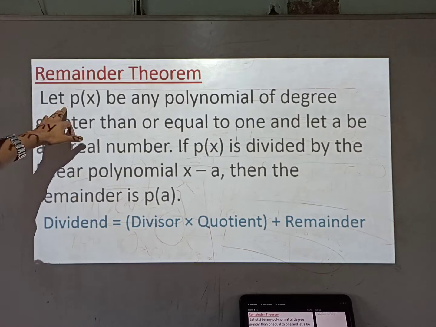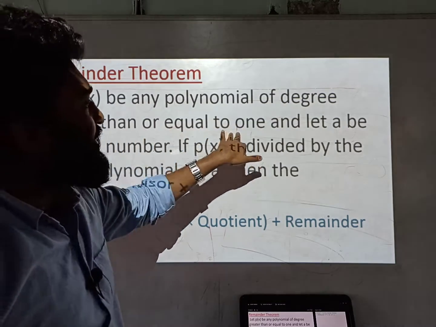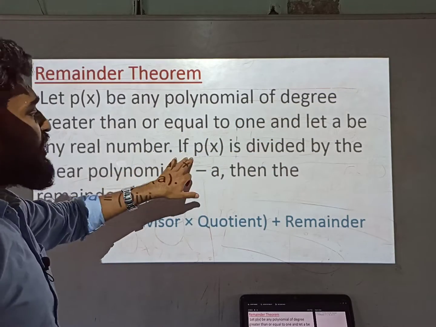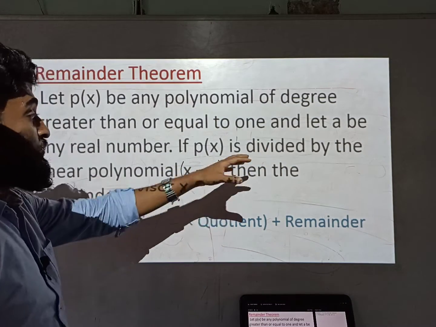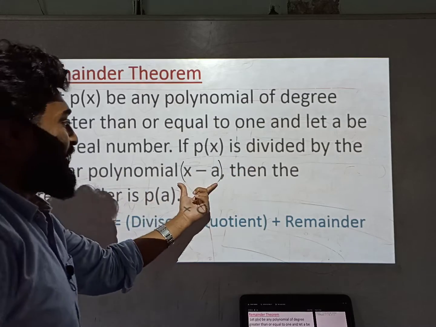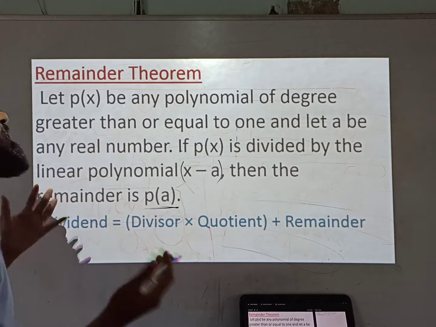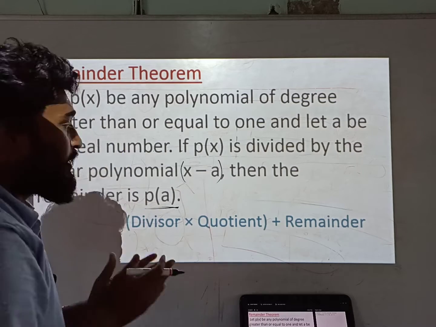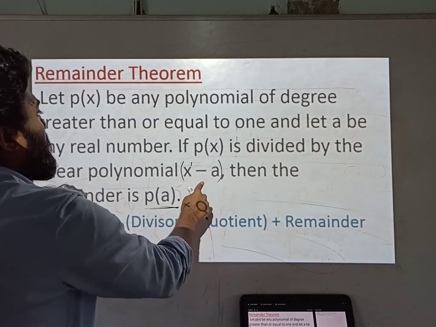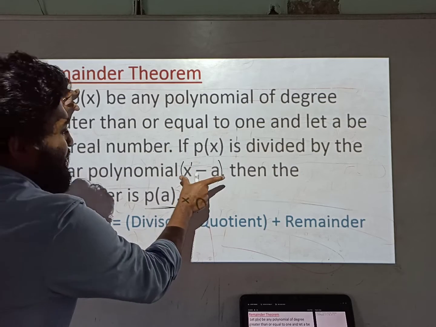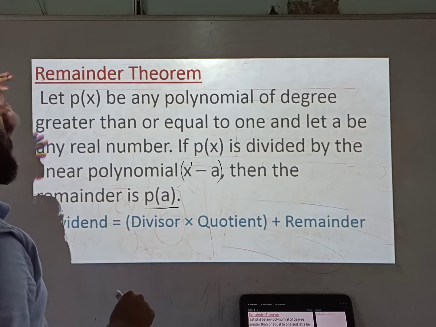What is the remainder theorem? Let P(x) be any polynomial of degree greater than or equal to 1, and let a be any real number. If P(x) is divided by the polynomial x minus a, then the remainder will be P(a). What is the meaning? For any polynomial, see this is degree 1, the maximum power of x is 1. So when P(x) is divided by this polynomial x minus a, the remainder will be P(a). We will prove it. Okay, this is the remainder theorem.